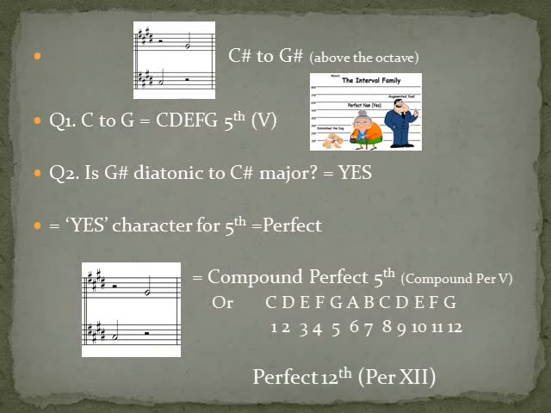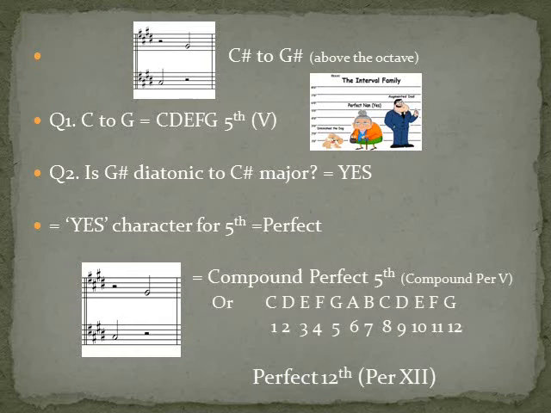So, for example, C sharp on the bass to G sharp on the treble. You still work it out as C to G. That's a fifth. The availability is diminished, perfect, or augmented. G sharp is diatonic to C sharp major. It is one of the notes in the scale of. So the answer is yes. So therefore our yes character makes it a perfect fifth. So we can now call it a compound perfect fifth.